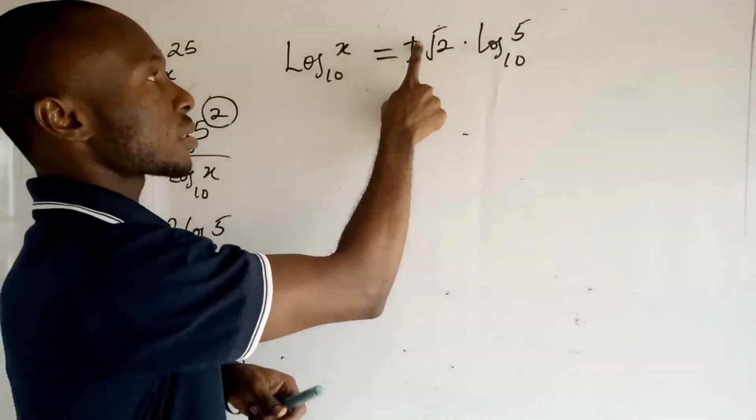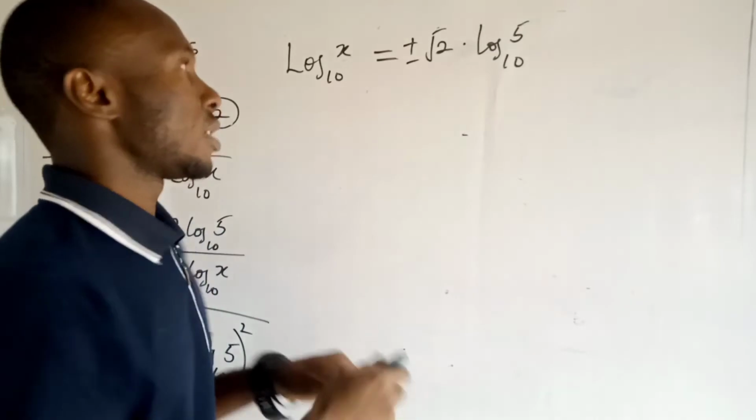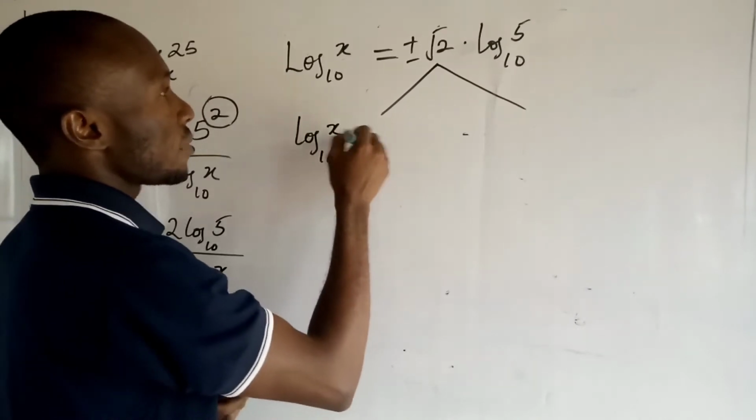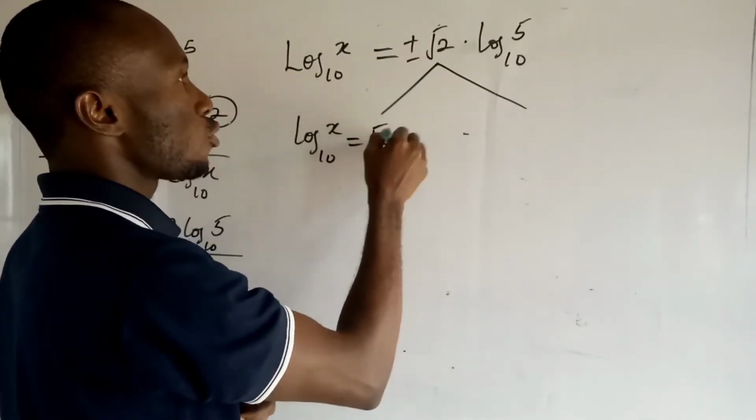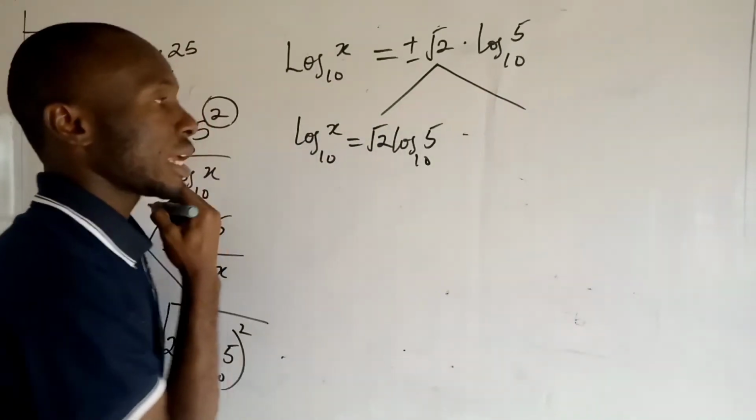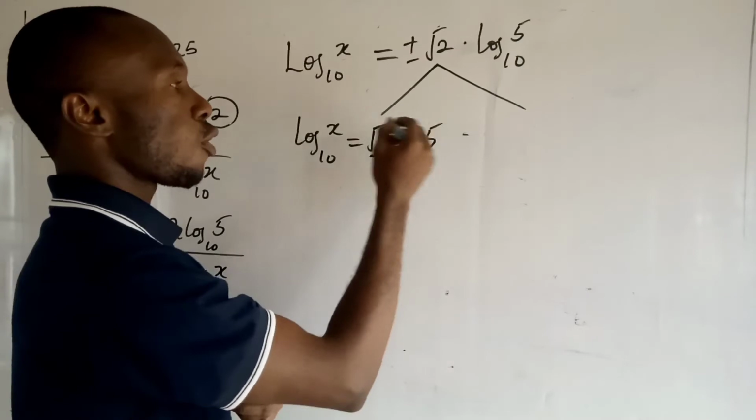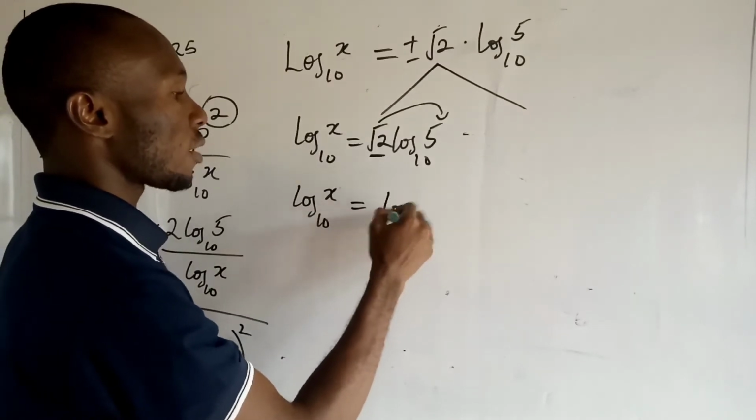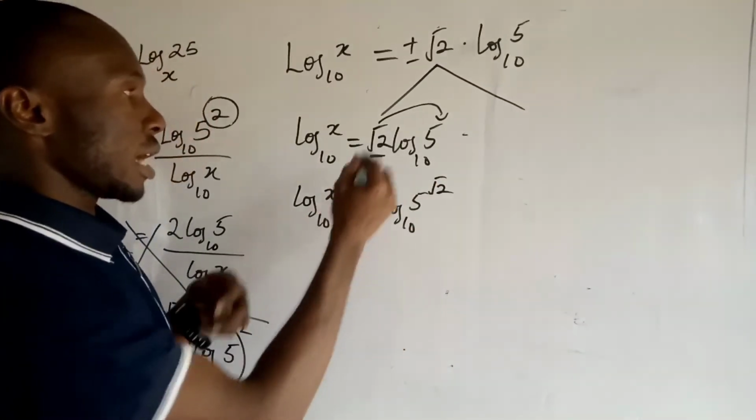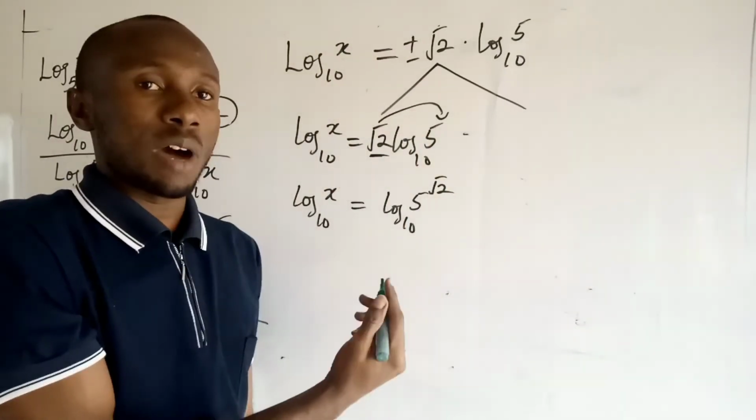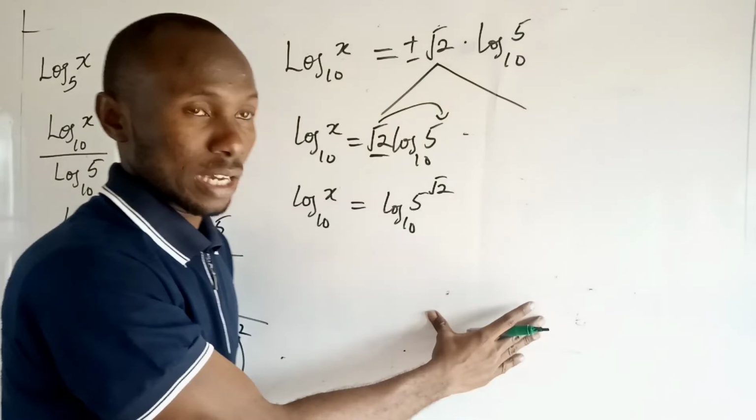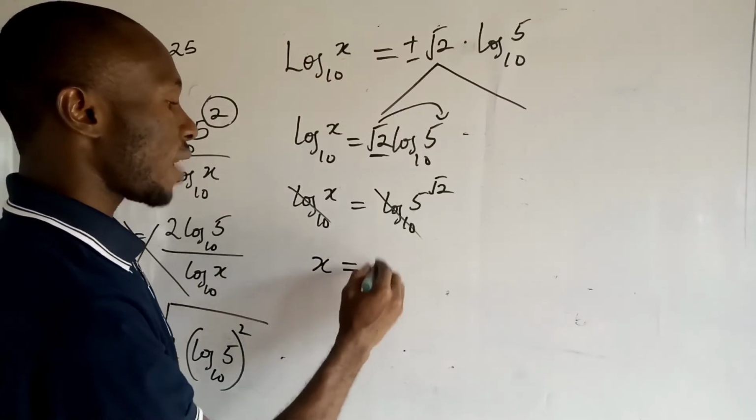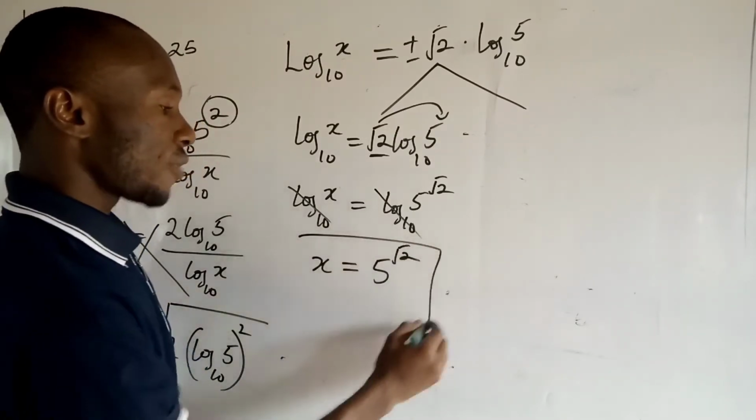Now you can see, because of this plus or minus sign, I'm going to get two values for x. So I'm going to split it up right here. I have log x base 10 equal to, I'll take the positive sign here, so I have root 2 log 5 base 10. At this point, I want root 2 to go back to this 5 as its power. So I'll have log x base 10 is equal to log 5 to the power root 2 base 10, remember from the logarithm law I gave you earlier. Now you can see that log base 10 can cancel log base 10, and of course, x is equal to 5 to the power root 2. This is the first value of x.